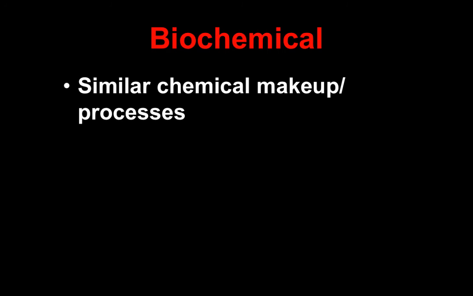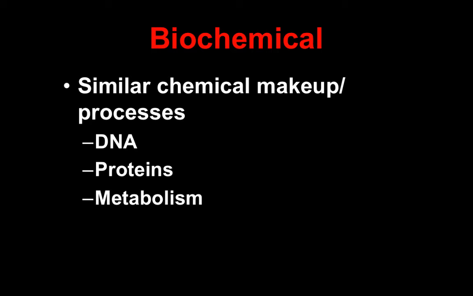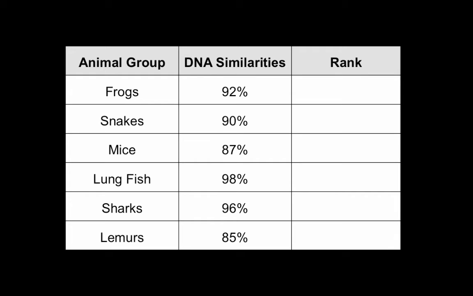When we talk about biochemical evidence, we're looking at similar chemical makeup or processes, things like DNA, proteins, metabolic functions, that kind of thing. So if we look here, we're talking about the DNA similarities between some of these different animal groups and a certain species. And so the more similar your DNA is, the more related you are to that species. So it's really easy. The lungfish is the most related, and then it goes sharks, frogs, snakes, mice, and lemurs in order of descending similarity in DNA.